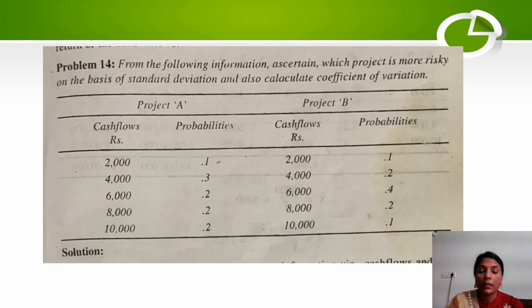We will understand this standard deviation and coefficient of variation with this example. Here they have given in the question: from the following information, ascertain which project is more risky on the basis of standard deviation, and also calculate the CV value, or coefficient of variation. So you need to consider which project is more risky. There are two projects, project A and project B, and their cash flows and the different probabilities in both projects have been given. So now we'll start with this.